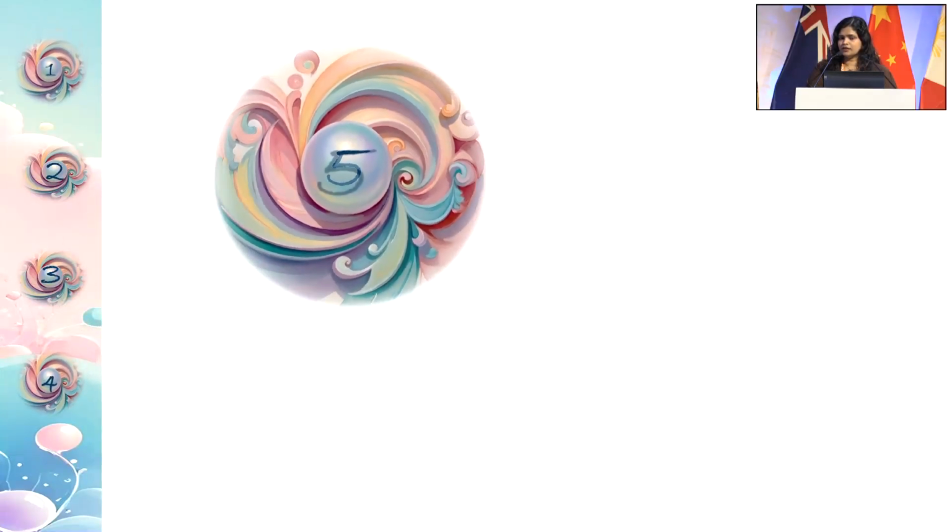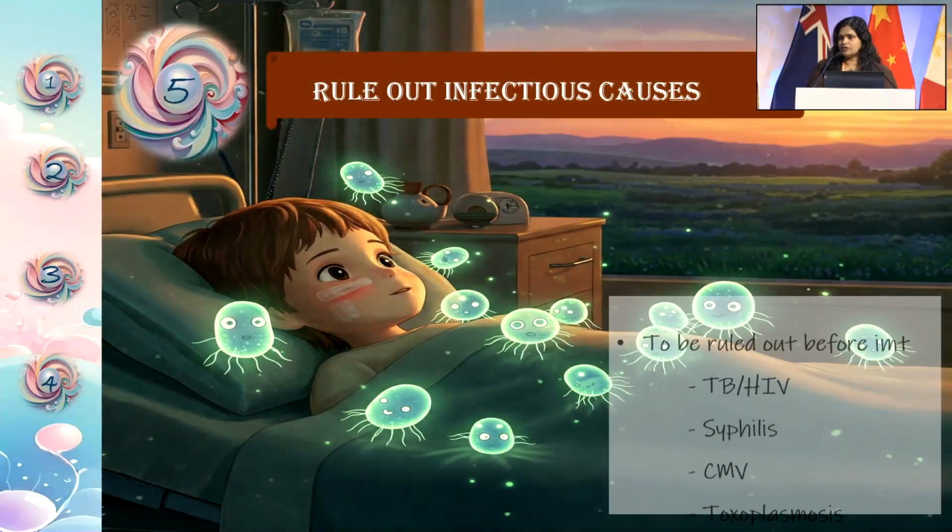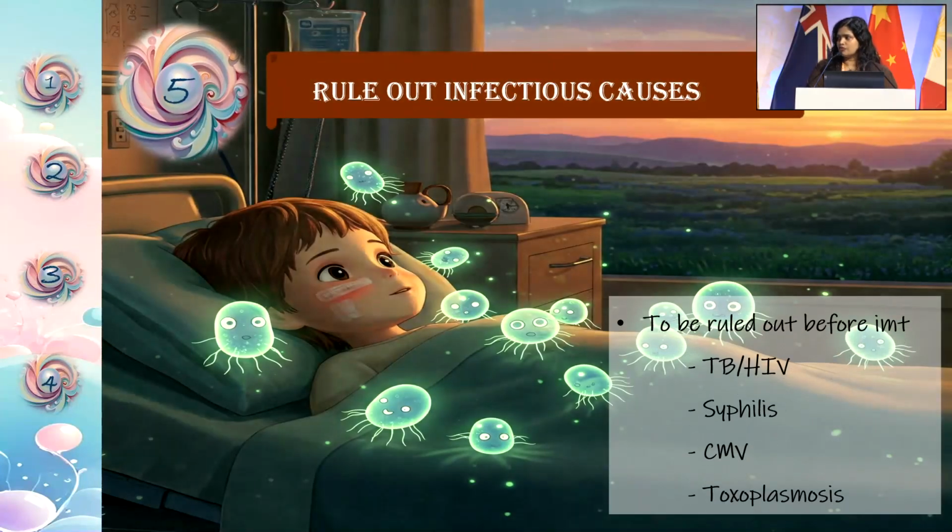Next, the fifth pearl. This is common for all cases of posterior uveitis. Now, how can we make it as non-infectious? For that we have to rule out infectious causes. Since we are in a TB endemic country, first thing to be ruled out is TB and HIV, and next is the most common masquerader, syphilis, CMV and toxoplasmosis, which can also present most commonly as a posterior uveitis.